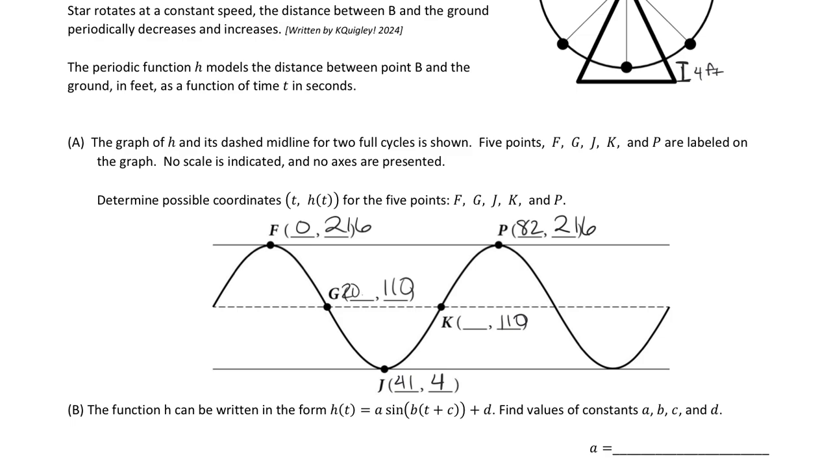20.5. Here's the hard one. If this is 41 and this is 82, what's this one? 61.5. Very good. If you can get the times right, that's your second point on this FRQ. From just part A, you get a point from the X values and a point from the outputs, from the T values and the H of T values. Do we feel like we can do that?